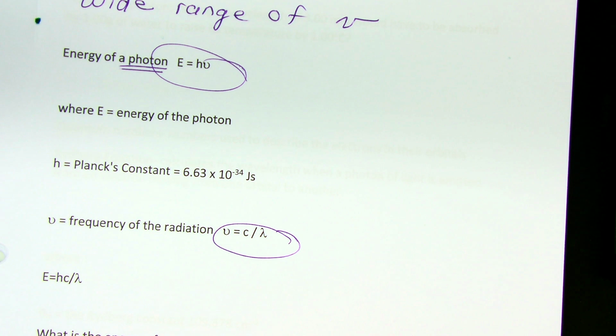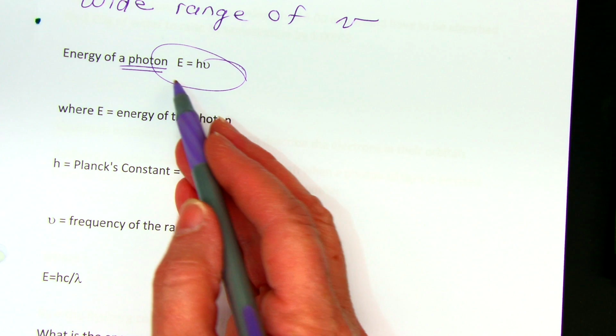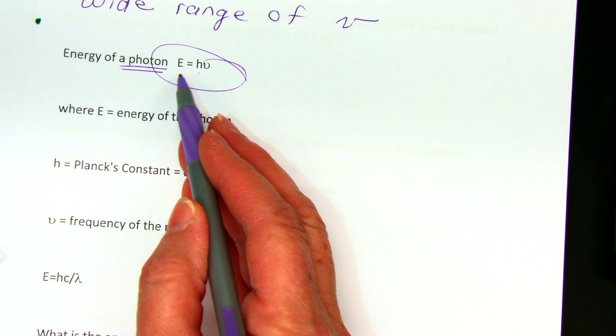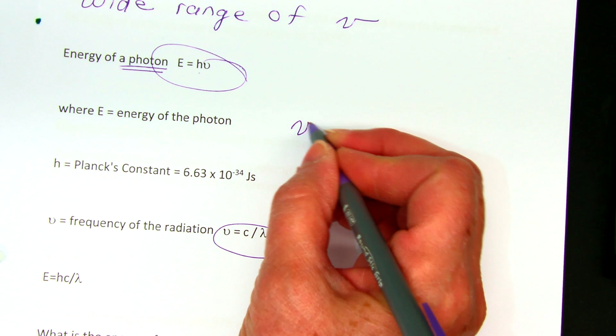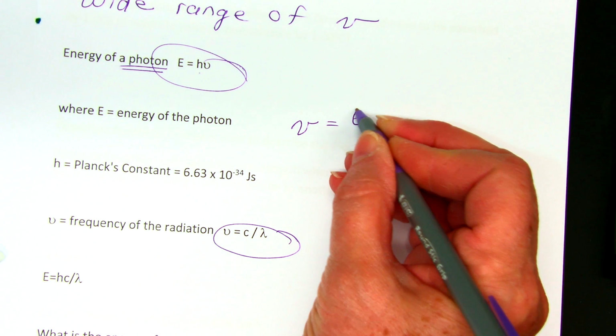Now, again, these are algebraic equations. If E is h nu, h is a constant, E and nu are variables. You could rearrange this to solve for frequency. Nu is E over h.